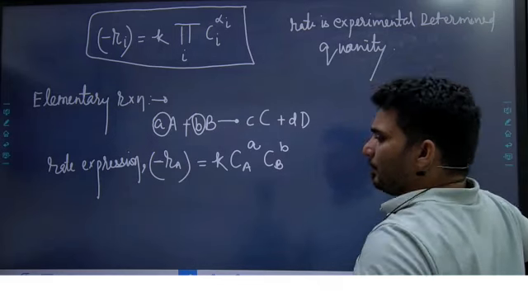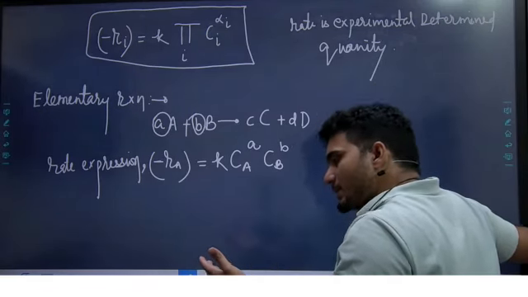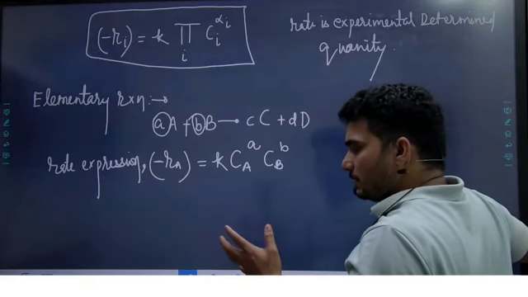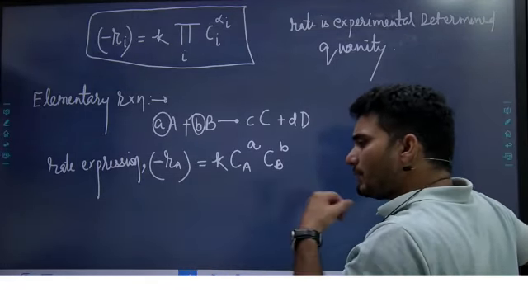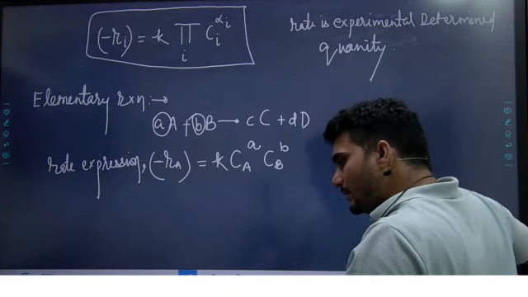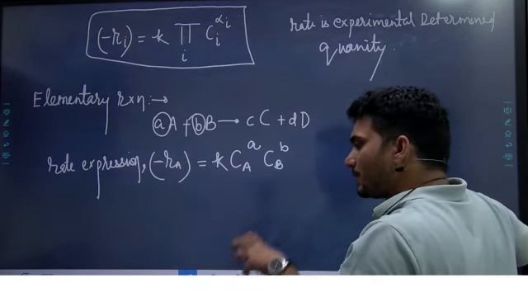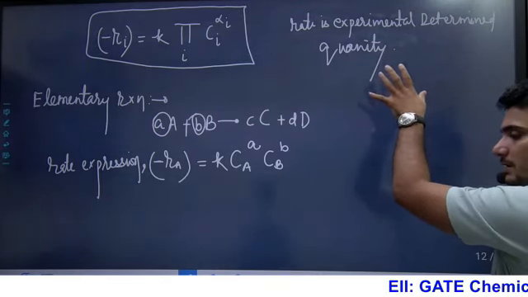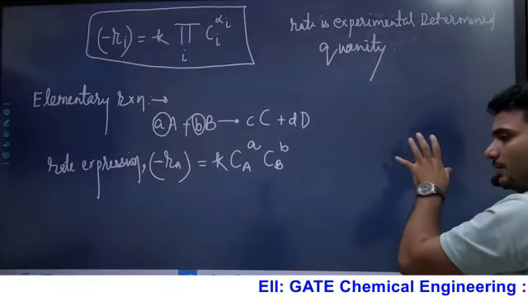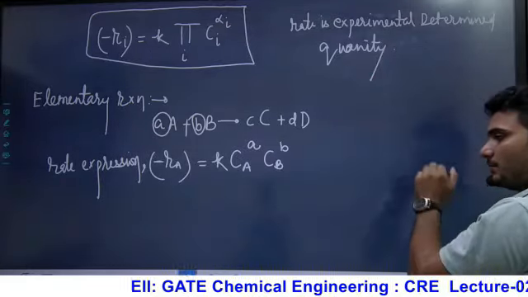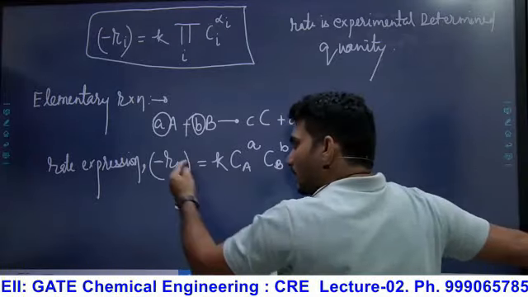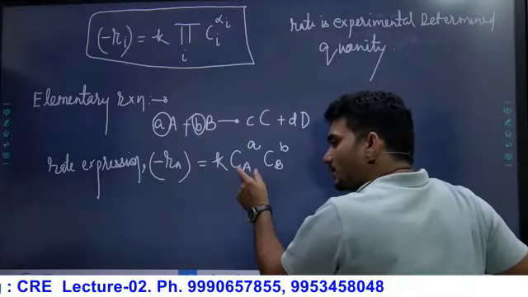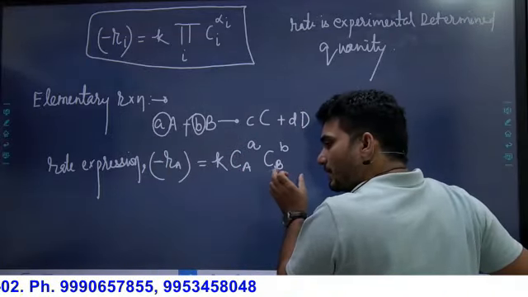Then by the integral method, the differential method, or the excess method, we have various methods to find out the order of the reaction. Rate is an experimentally determined quantity. Then what will we find out? With the help of experiments, we will understand how the rate depends on the concentration of the different reactants.